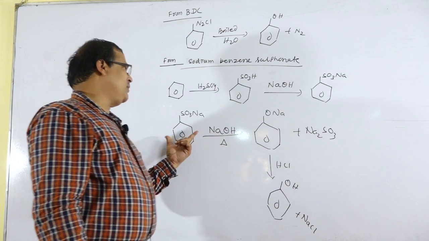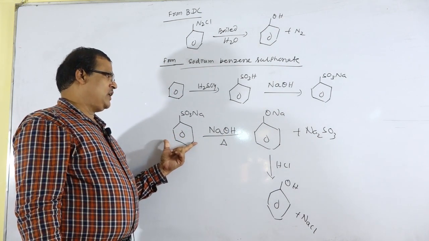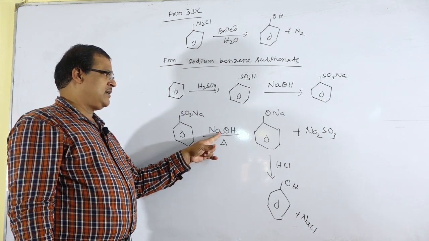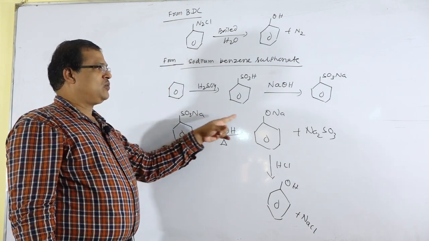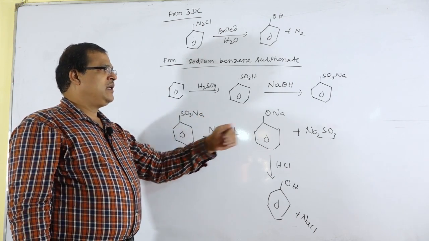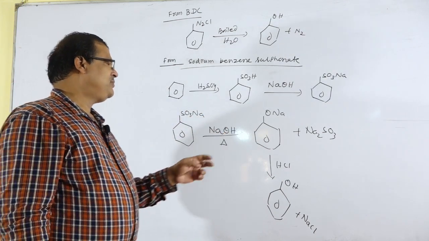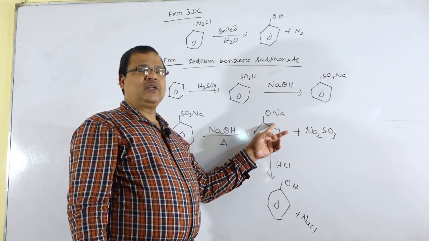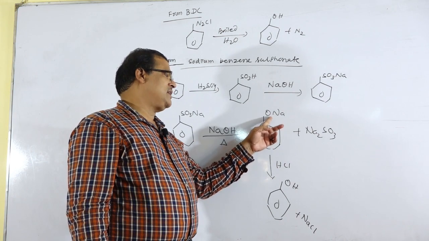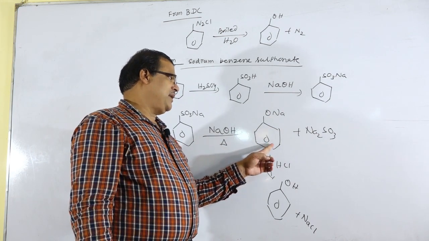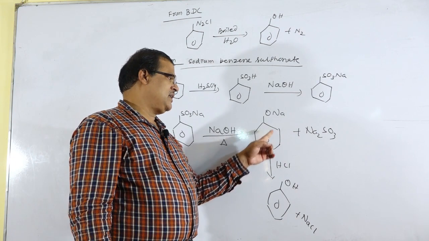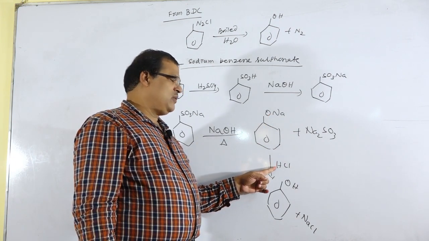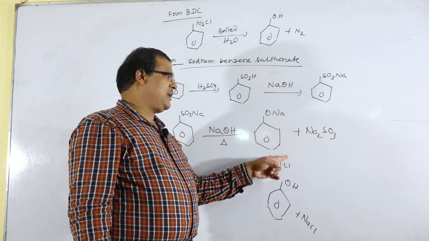Whenever sodium benzene sulfonate is heated with sodium hydroxide, the sulfonate is removed in the form of Na2SO3, and there is the formation of sodium phenoxide, otherwise known as sodium phenate, benzene that contains ONa. Sodium phenate that is acidified with HCl, Na is removed in the form of NaCl and phenol is formed.